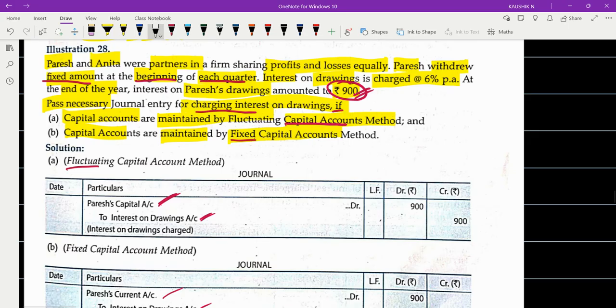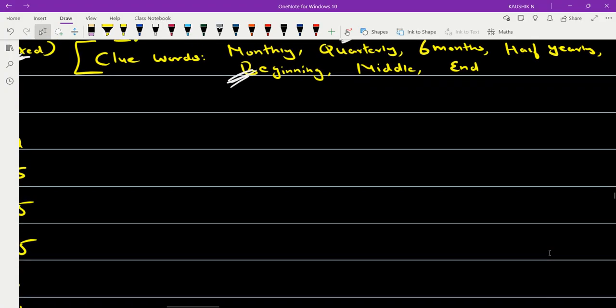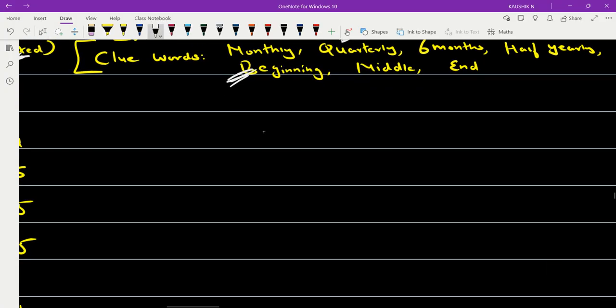Now look at how to calculate. Let me break it out. You know very well it is a concept of interest on drawings. So let me write the formula first: interest on drawings. Don't use a shortcut. Many people use IOD, but don't use a shortcut. Write it completely.